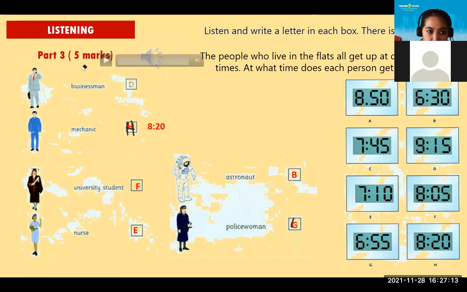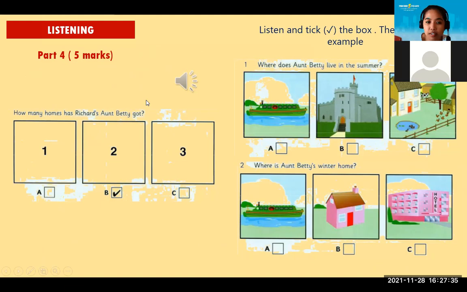Okay, so here you got how many is your correct answer? 1, 2. Okay, so you got 2 out of 5. Okay, so let's proceed to our next part. Okay, so in part 4, you listen again and you tick the box. There is one example also in part 4. Okay, so again, I will let you listen twice only.